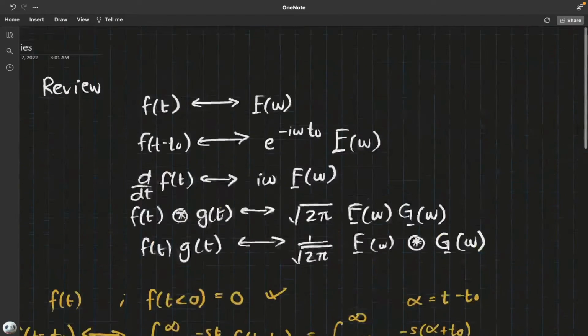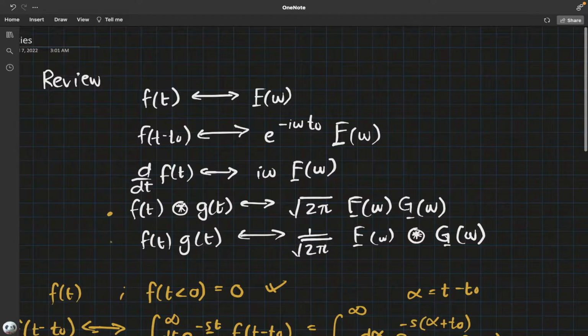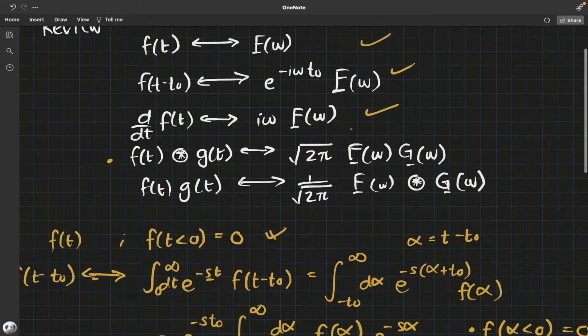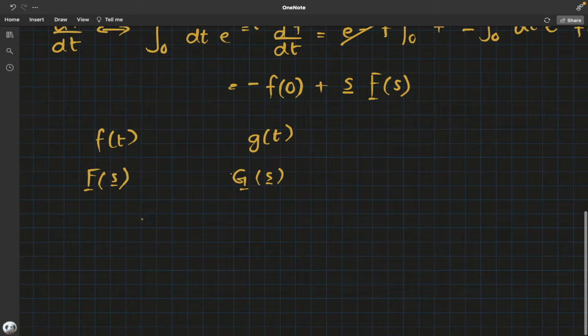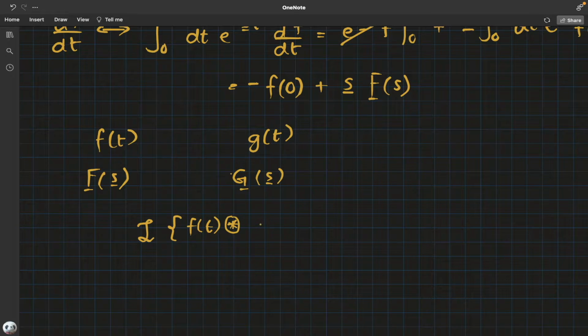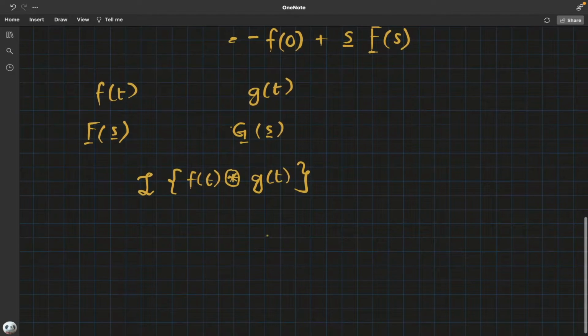What we want to do is sort of find a formula like this. We got this, we got that, we got this, an analog for that at least. We want to find this. So let's try convolving f of t with g of t, and take the Laplace transform of that. So let's see what that is.